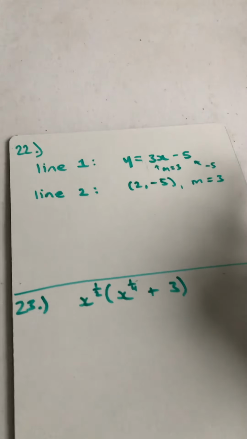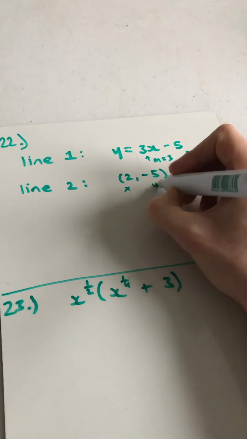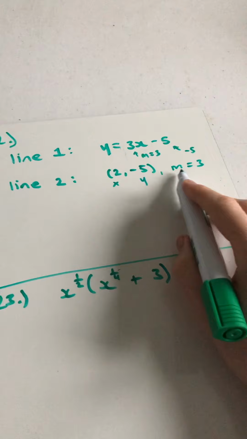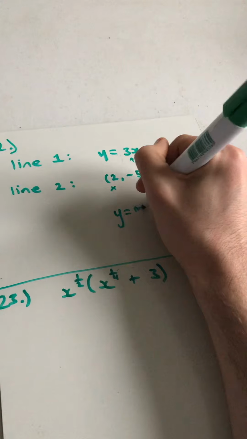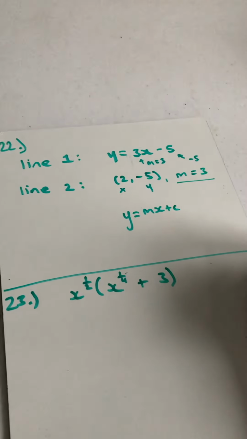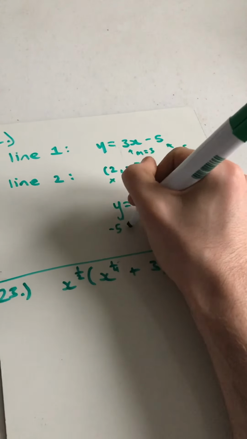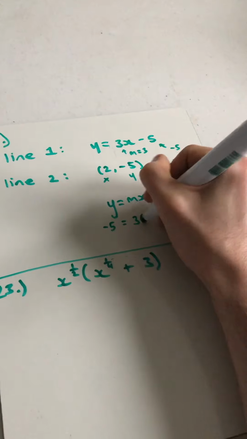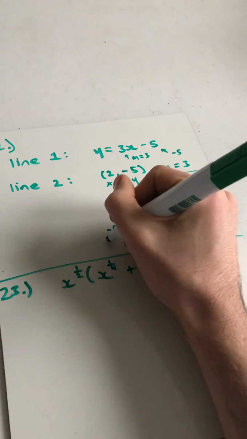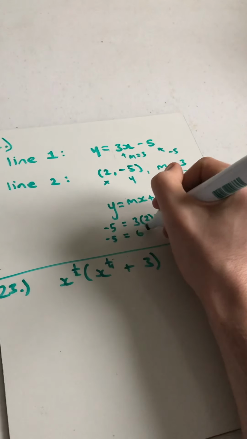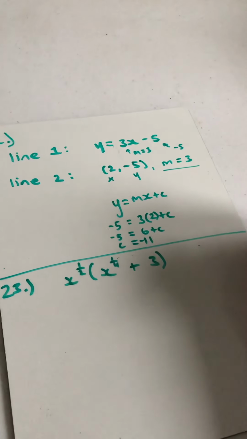Now the question told you line 2 passed through this point. So that's an x value and a y value. So you now know the gradient, you now know a point, so you can use your formula y equals mx plus c to work out the equation of the line. So substituting in your y value of negative 5, that equals gradient 3 times the x value 2 plus c. And when you rearrange that, you'll get negative 5 equals 6 plus c, so c equals negative 11.